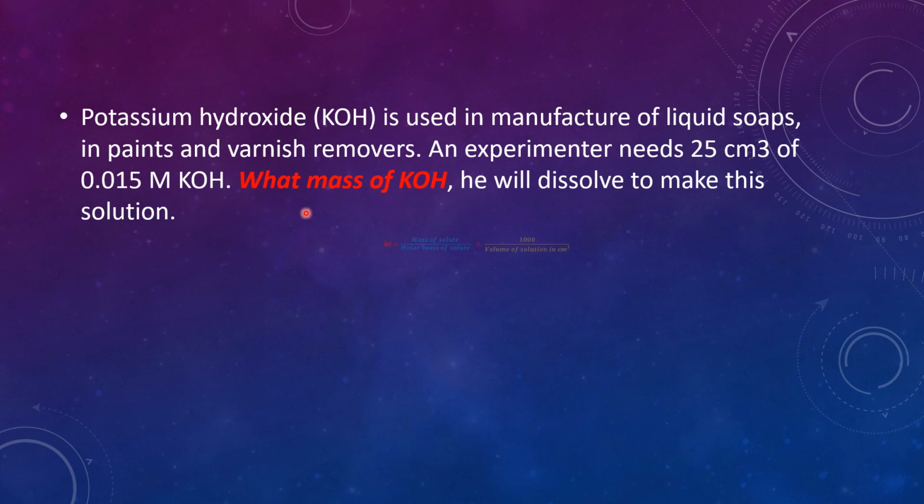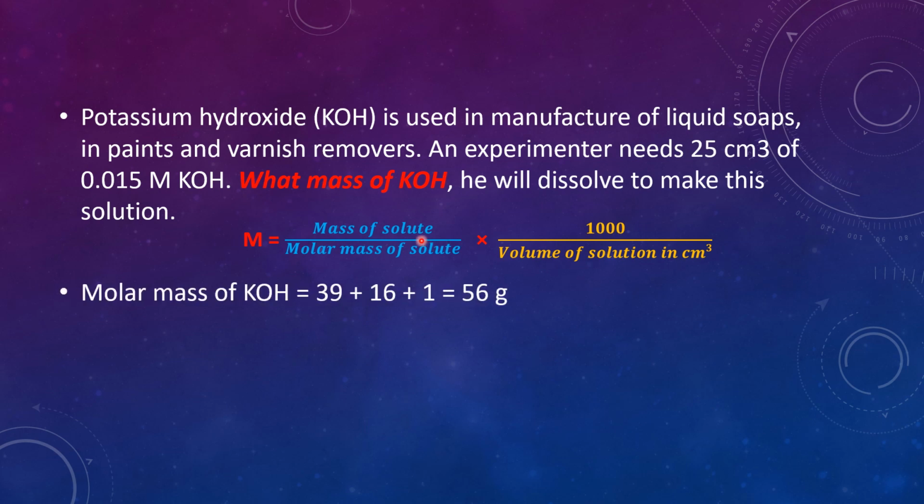First of all, we will put the formula here. That is, molarity is equal to mass of solute divided by molar mass of the solute multiplied by 1000 divided by volume of solution in cubic centimeter. So when we put the values, first we have to calculate the molar mass of potassium hydroxide, that is equal to 56 gram. Molarity of the solution is given, that is 0.015. Mass of the solute, we have to calculate this. Molar mass of the solute we have calculated here, it is 56 gram. 1000 divided by what solution he needs, that is 25 cubic centimeter, it is given.